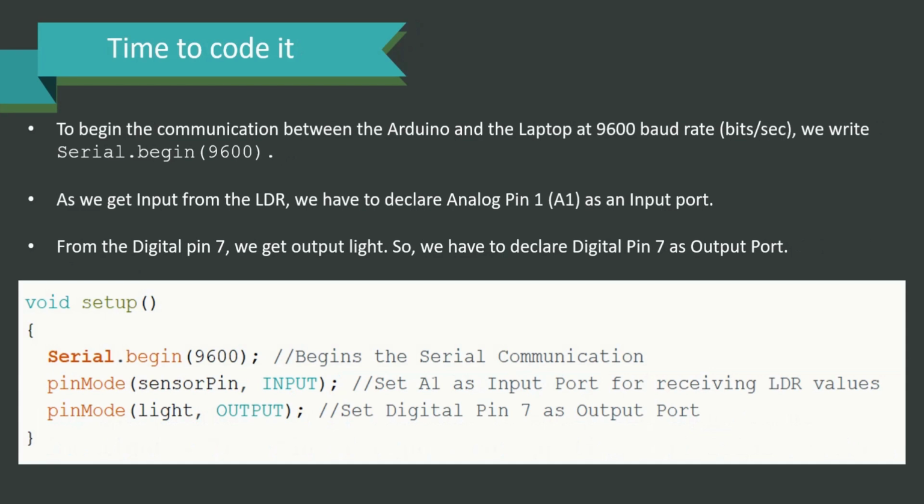As we get input from the LDR, we have to declare analog pin A1 as an input port. From the digital pin 7, we get output light. So we have to declare the digital pin as the output port. All these have been done in the code and you can see it right in front of you.